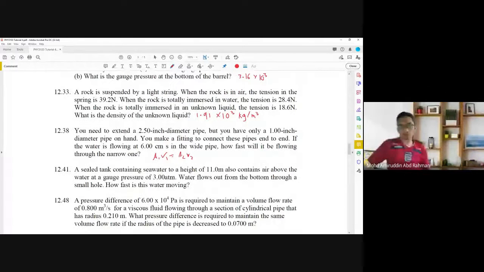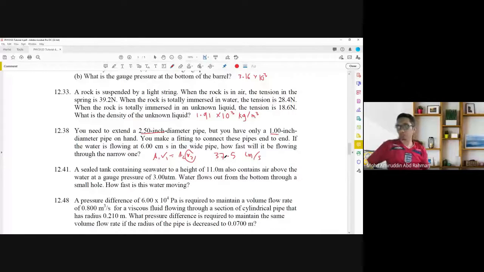So we want to know what our V2 is. We know the area, using this diameter. You can convert that into centimeter, since it's given in inch. So your V2 will be 37.5 centimeter per second. You can convert that to meter per second if you wish.